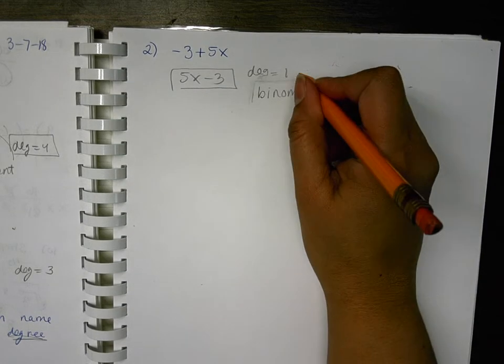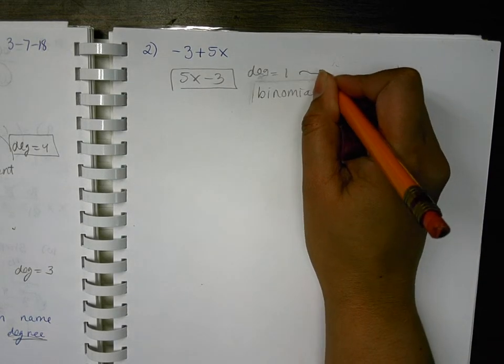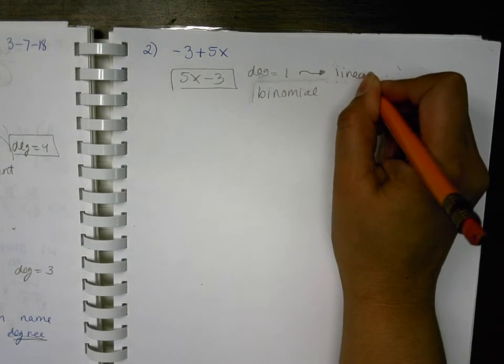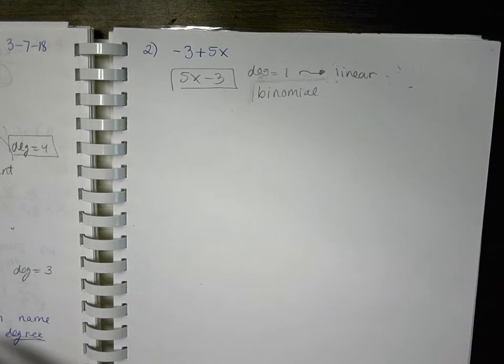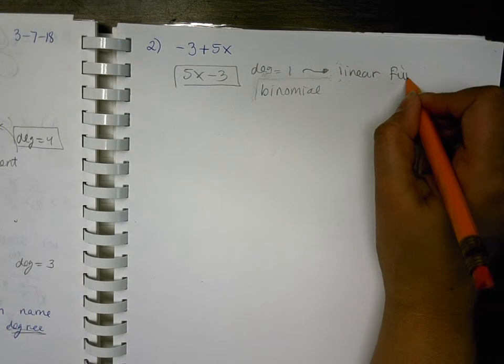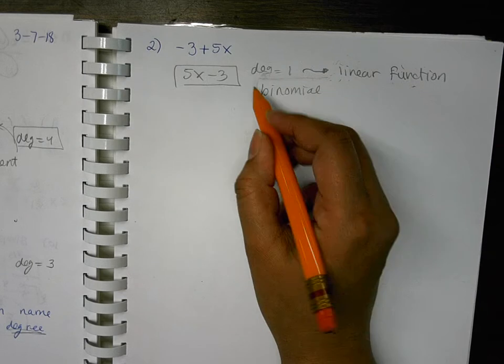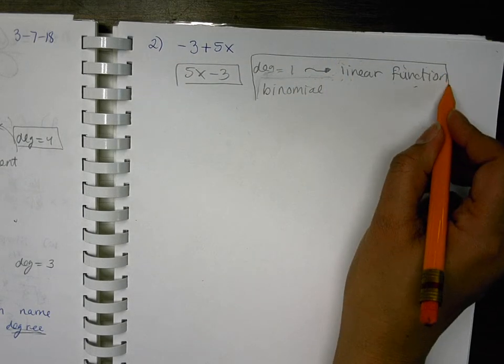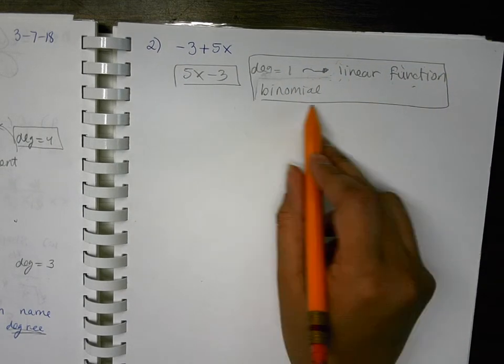Degree 1 has a special name. It is called linear. A linear function. So there are two names, linear function and binomial.